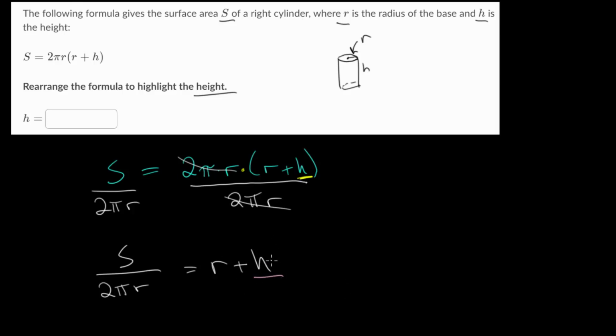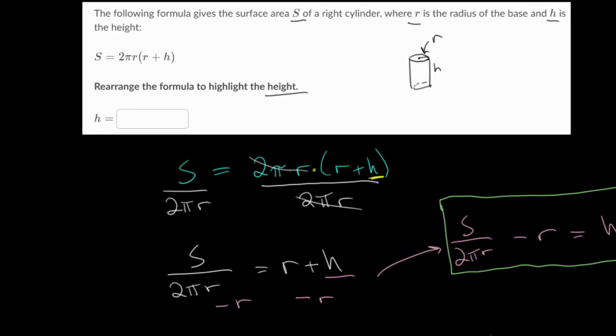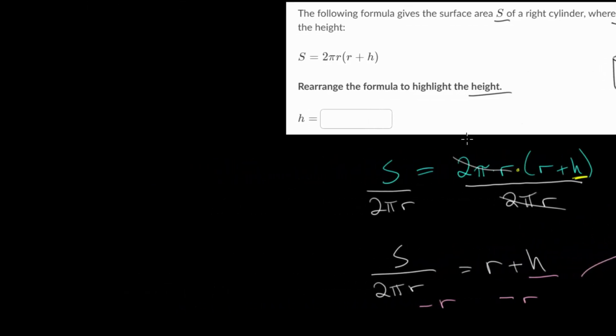So we have s over 2 pi r is equal to r plus h, and we need to isolate this for the variable h. So at this point, we just have this plus r attached to the h, and to cancel out addition, we will use subtraction. So we get that s over 2 pi r minus r is equal to h. And this here is what we would put in the box up here. Though, like I did mention, if we wanted, we could also solve this with a different approach.